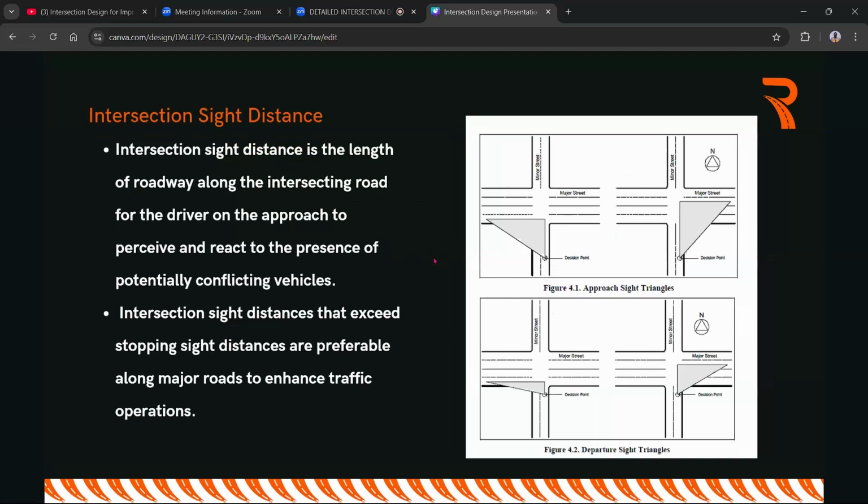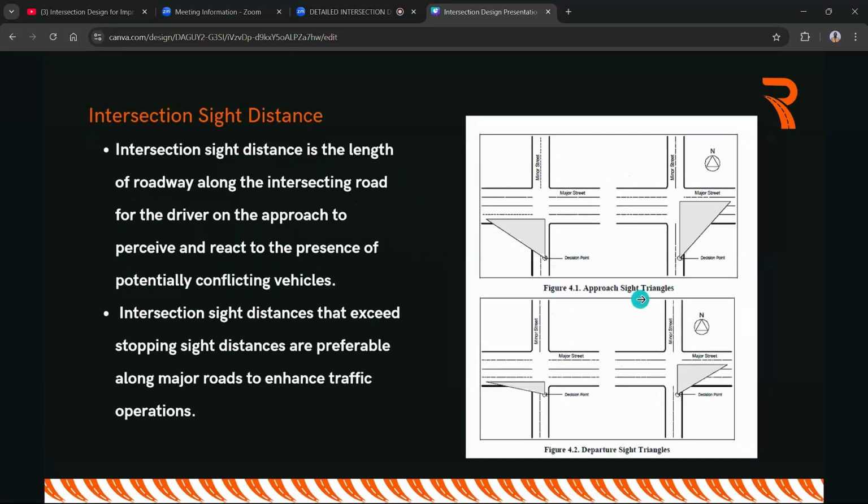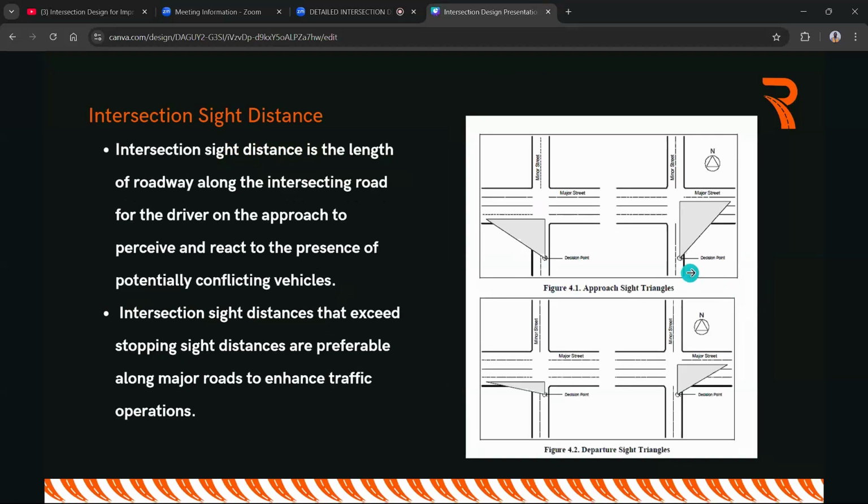In the American style, that is the AASHTO, they use what is called the approach sight triangles. If you look at this one, they are a little bit inverted because they drive on the right-hand side, but ideally it is the same concept that we use for visibility splays. You can see the decision point is right here, which is ideally 20 meters away from the center line of the major road. So for approach sight distances, you require more area, and the decision point is a little bit far away, 20 meters.